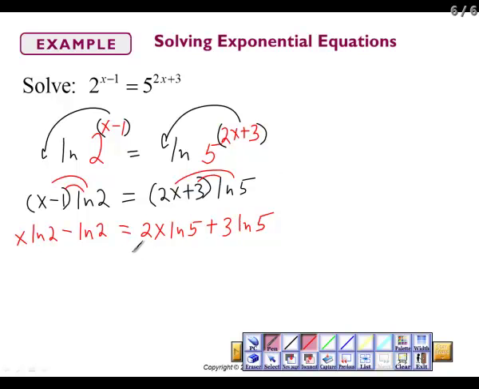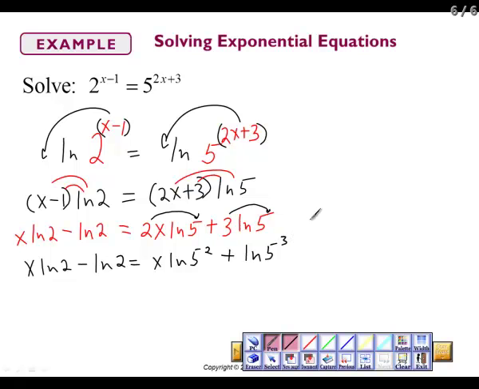Alright, at this point, you see how you have numbers in front? You want to go ahead and move them up as an exponent. Leave the x's down there, but the numbers in front are going to move up as exponents. So we have x natural log 2 minus natural log 2 equals x natural log 5 squared plus natural log 5 cubed.